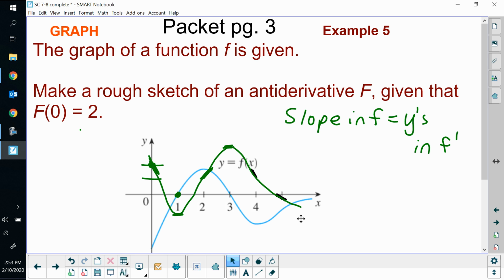And to check, do the slopes in the one that you drew match the y values in the one that was given to you? Here we have negative slopes, negative y values. Positive slopes, positive y values. All the rest are negative slopes, all the rest are negative y values. It is tricky, but just remember the slopes in any function are the y values in its derivative. So if you're going backwards, doing an antiderivative, the y's will tell you what the slope should be.